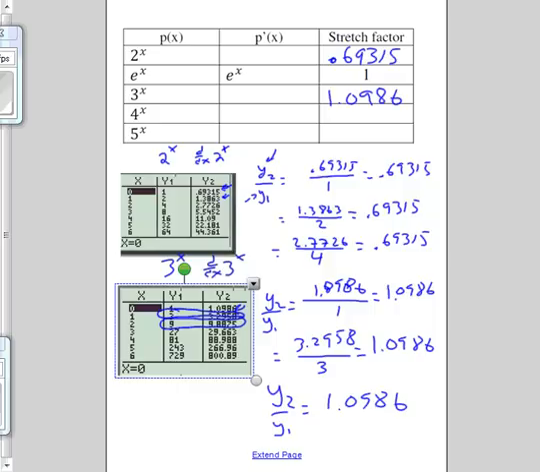So what I want you to do is pause the video in a second, and find the stretch factor for the function and its derivative for 4 to the x, and then for 5 to the x. So I want you to find these values. I'm going to pause the video and find those already, so that when you unpause it, the answers will be there. But I want you to go through the work of actually finding this ratio.